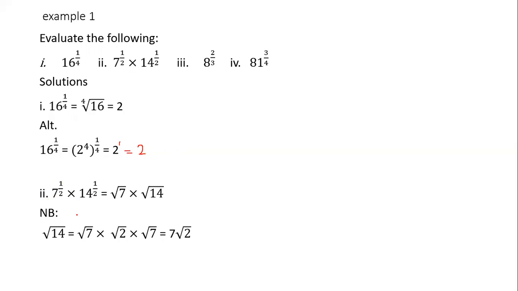7 power half times 14 power half. Now, if you want to apply the law of indices, the multiplication law here, we can't do so because here is 14 and here is 7. But we know 7 power half is the same as the second root, and the second root is the same as the square root, because the denominator is 2. So 7 raised to the power half is the same as root 7, as you see here.